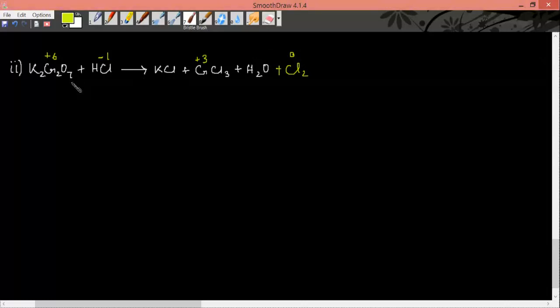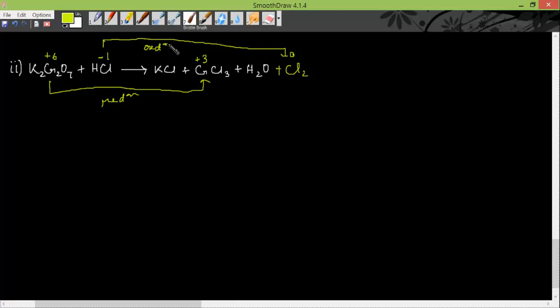Okay, so we have found that chromium has changed from +6 to +3. So there is a decrease in oxidation number. So it is a reduction process. And Cl minus, from -1 to 0, chlorine has increased its oxidation number. So it is oxidation.